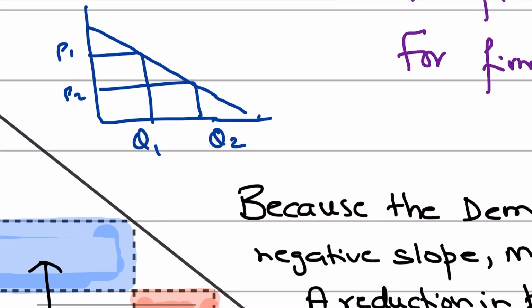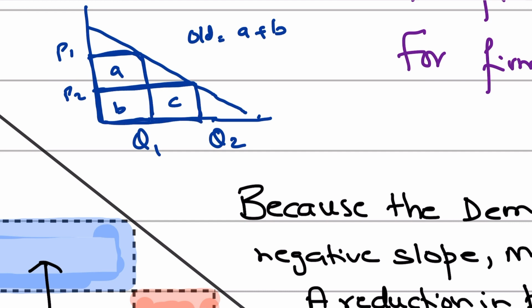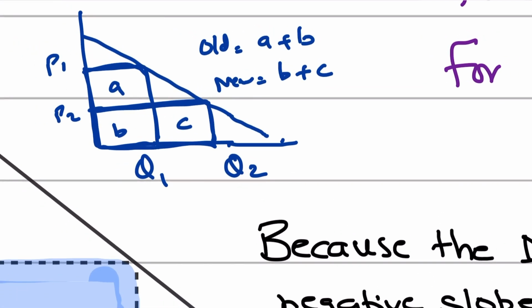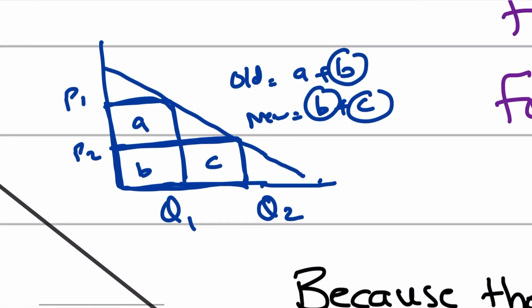Your initial revenue, when the price was P1, must be A plus B, this entire P1 times Q1. So your old revenue would be A plus B, while your new revenue after reducing the price to P2 must be B plus C, this entire region, right? So this B is the same in the old and the new revenue. So what have you gained then? You have gained C, right?